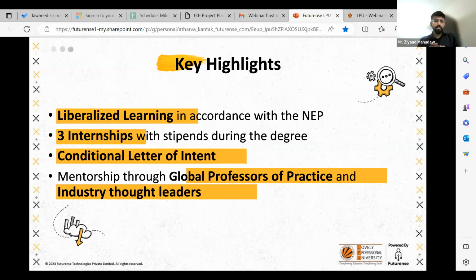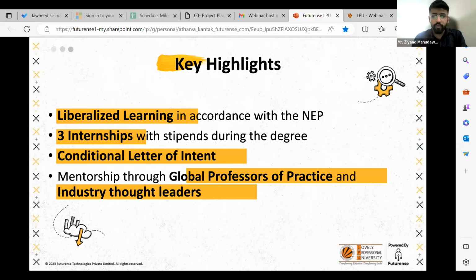Many times students face a lot of problems in finding an internship. So we don't want our students to get into the hassle of texting people on LinkedIn asking them to please give me an internship. That's why we are providing the internship to our students.